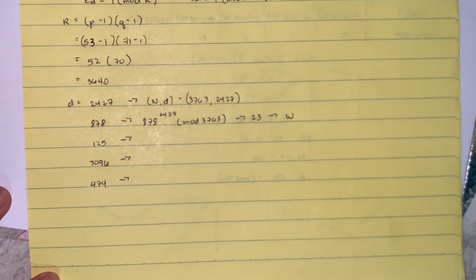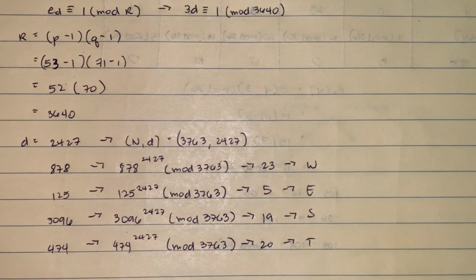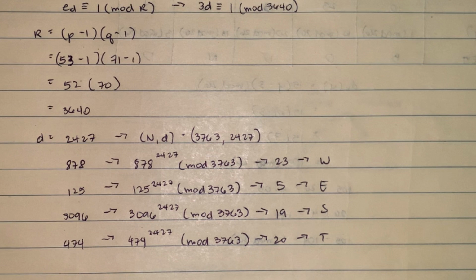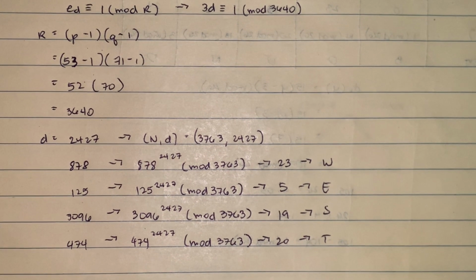Now, apply this method to the rest, and after doing so, we should have decrypted the numbers 5, 19, and 20, which substitute to the remaining letters E, S, and T. And that is how we decrypt a message with a private key using the RSA crypto system.